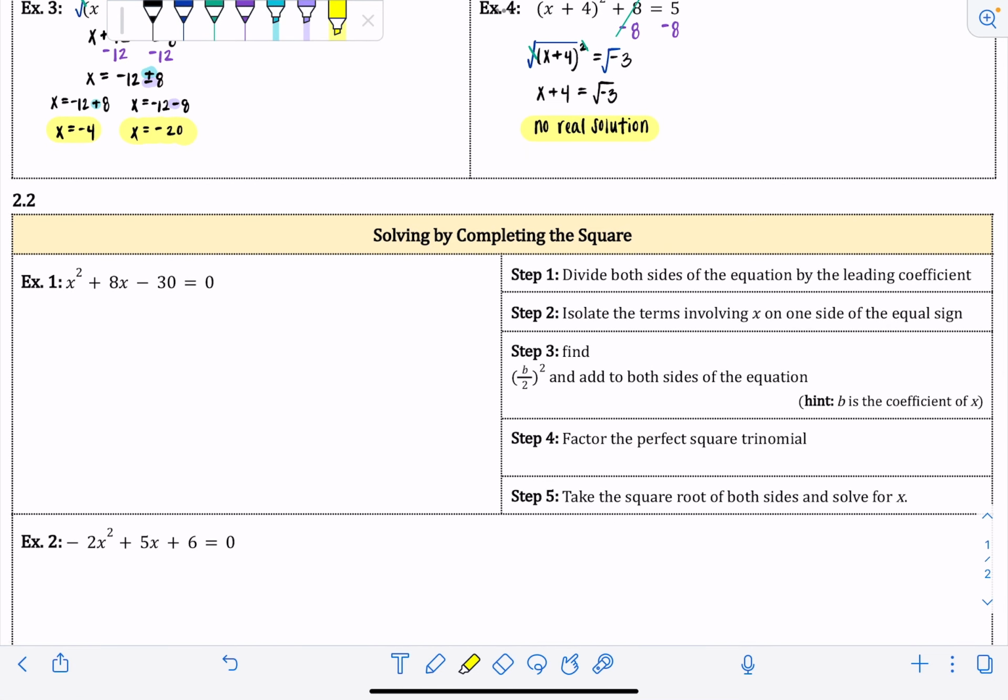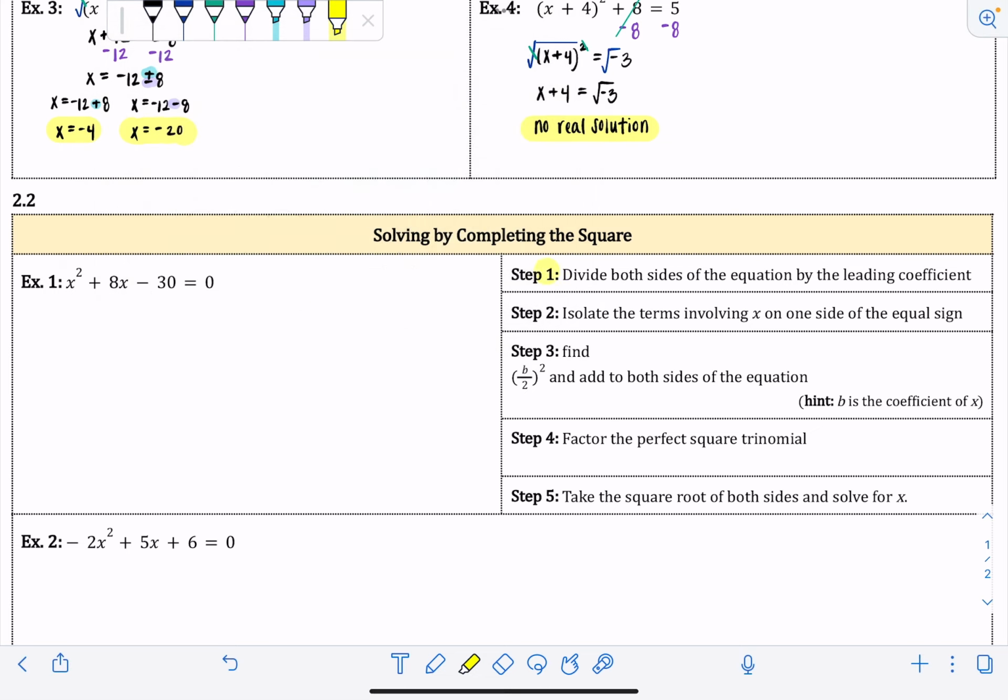So this next section is solving by completing the square. There's two examples on here. You can see on the first one that I have each written step. I would use those as a guide as you're going through your own problems. So example 1 is x squared plus 8x minus 30 equals 0.